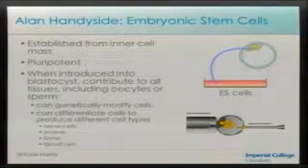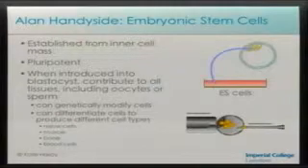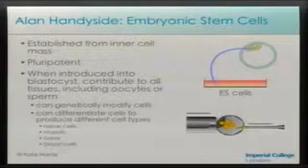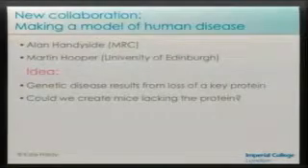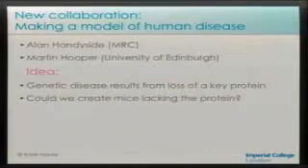And what's magic about them is if you inject them back into a blastocyst, they can take part in development. So they can be maintained indefinitely in vitro, unlike normal cells which will die after about 50 passages. And so Alan was collaborating with a chap from University of Edinburgh, Martin Hooper, who was already working on stem cells, and they had this idea of actually seeing if we could create a mouse model of a human disorder. And genetic diseases often result from loss of a key protein.